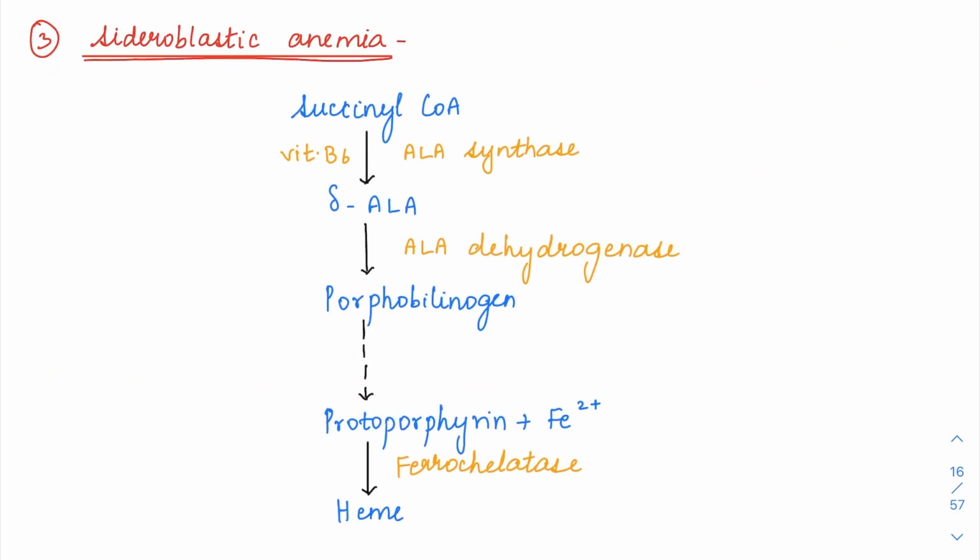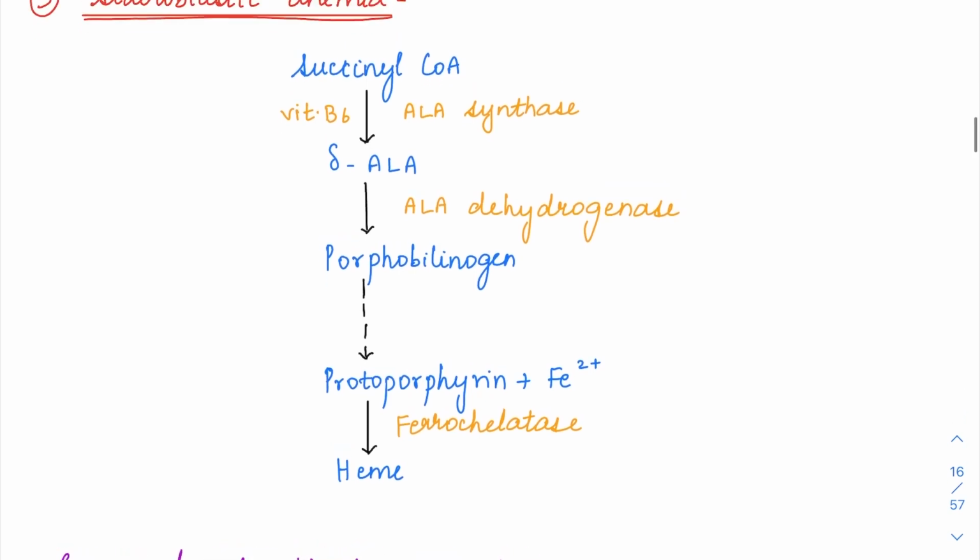So the next one will be sideroblastic anemia. For understanding this, you need to understand the heme synthesis pathway. In heme synthesis, it starts with succinyl-CoA. Succinyl-CoA is acted upon by the enzyme ALA synthase, and along with that it needs a cofactor, which is vitamin B6.